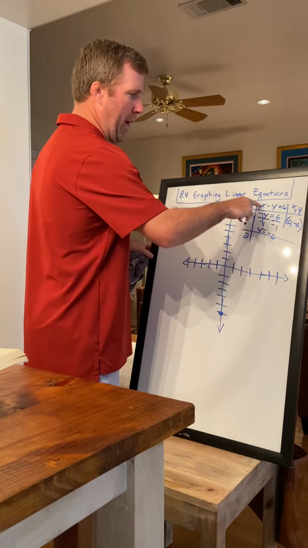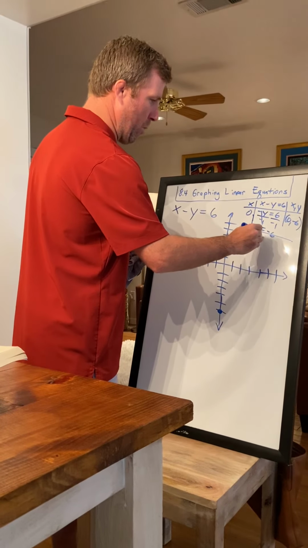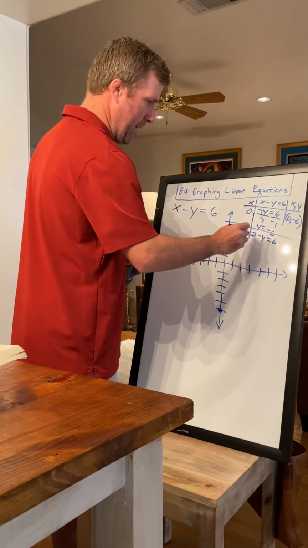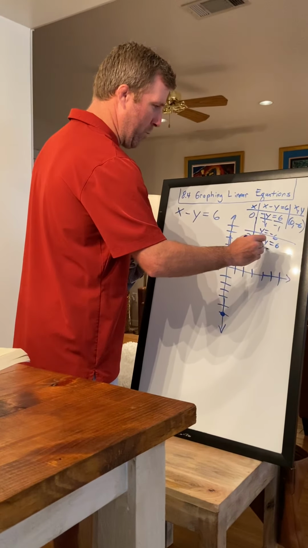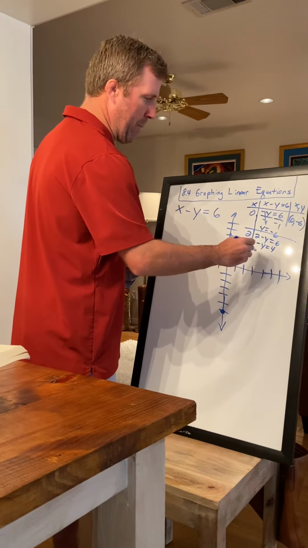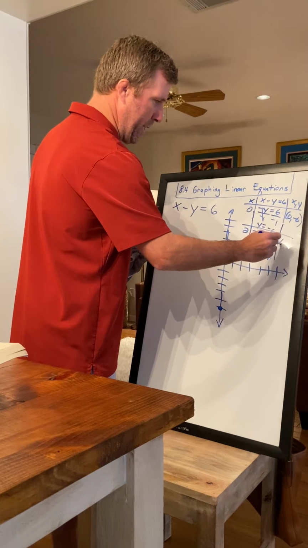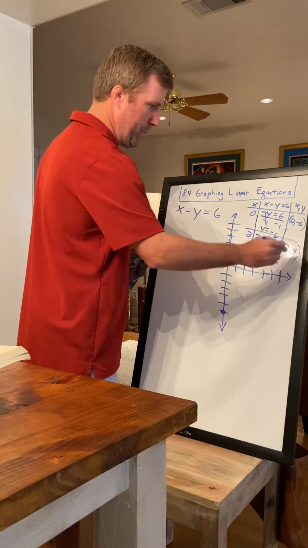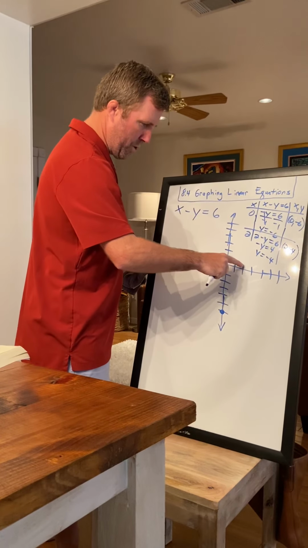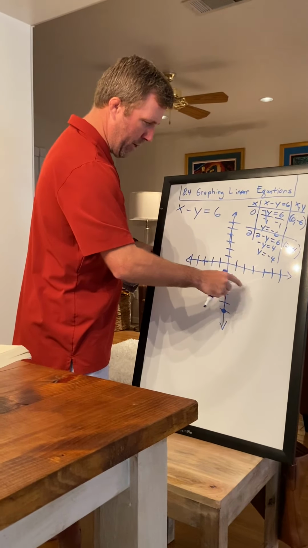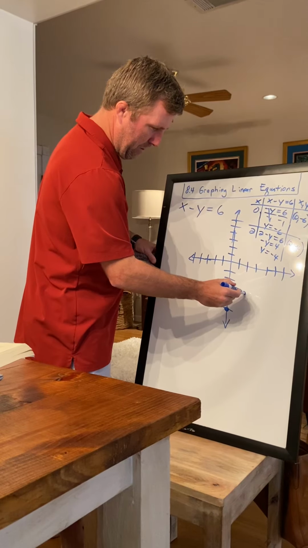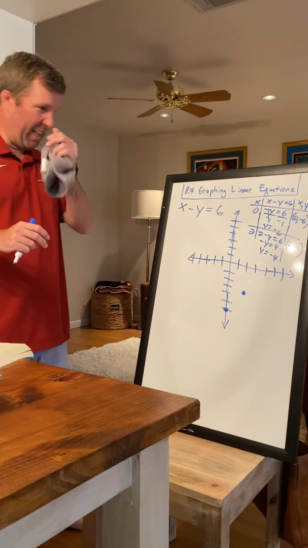Let's go ahead and plug in 2. When I plug in 2 for x, I get 2 minus y equals 6. Subtract 2, I get negative y equals 4. Divide each side by negative 1, y is negative 4. So the point 2, negative 4 should be on my line. 1, 2, 1, 2, 3, 4.